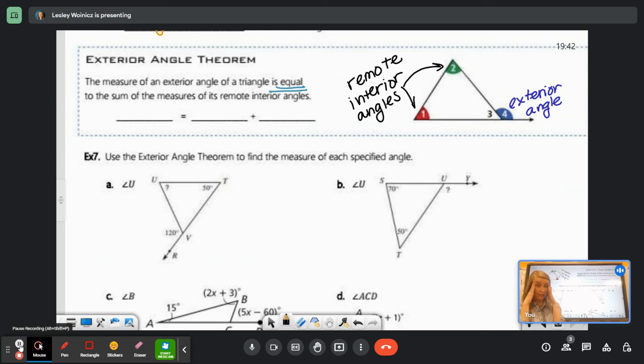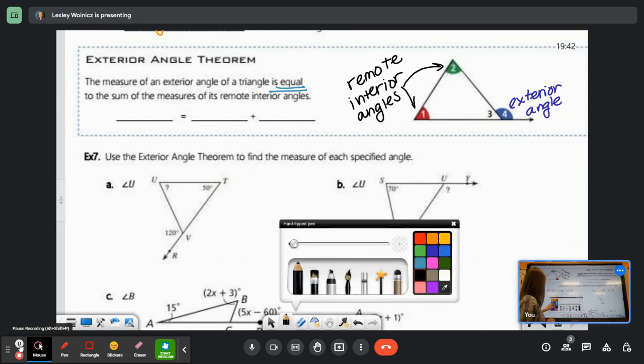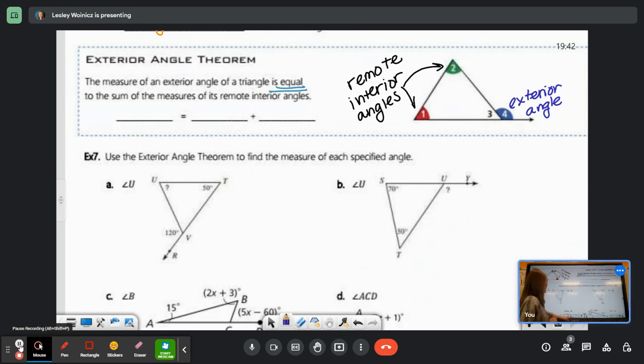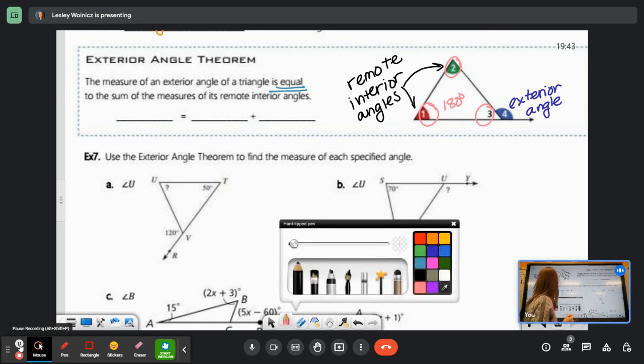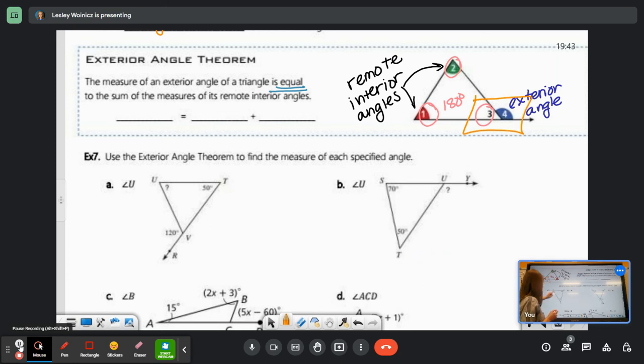Let's think about why this has to be. If I add 1, 2, and 3, I get 180 because of the triangle angle sum theorem. What do I get if I add up 3 and 4? Also 180, because they are a linear pair and linear pairs are supplementary.